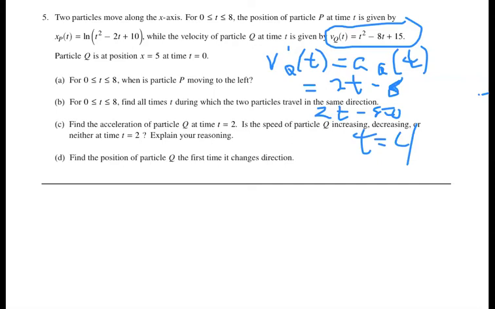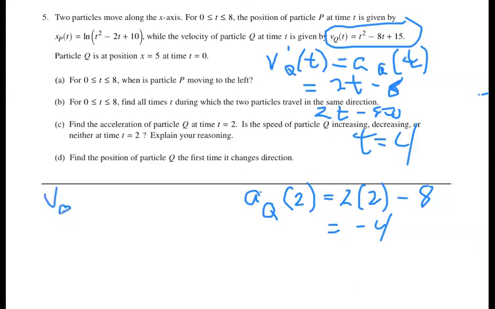So what we need to do, I guess we really didn't need to do that because we only want t of 2. So we're going to do a of 2. We're going to plug 2 in for t, and we get negative 4. So the acceleration is negative 4 at 2. So we want the velocity at 2.